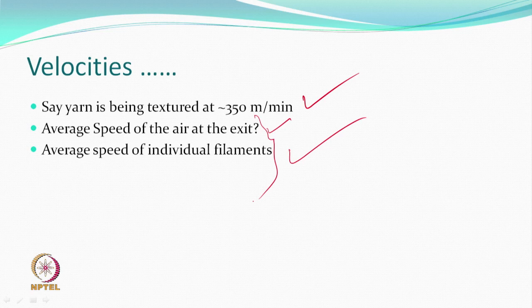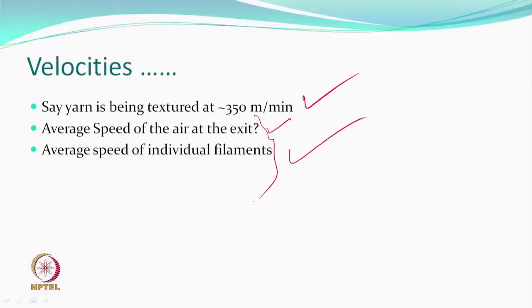What does somebody ask? If the yarn is being texturized or is being taken up by a roll at about 350 meters per minute, what is likely to be the average speed of the air at the exit? Any guesses? 500, 600, 1000, what? Interestingly, the air actually is moving at a supersonic speed. And what is supersonic? Obviously, it may be close to 400 meters per second, not minute.